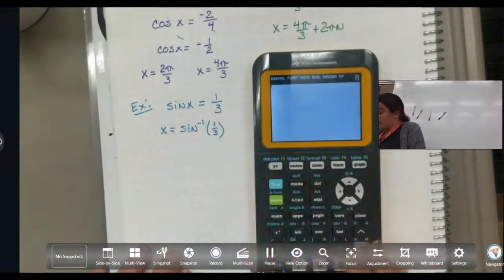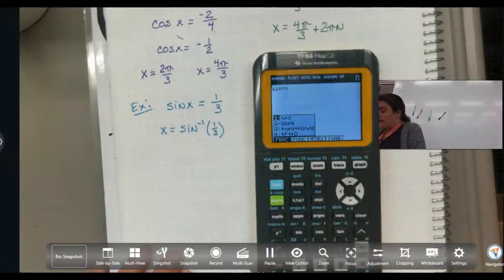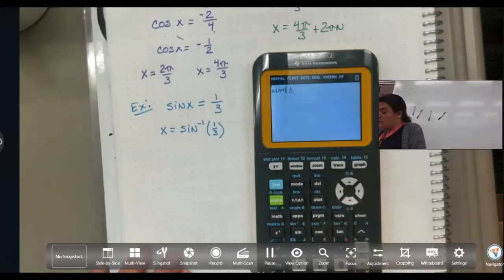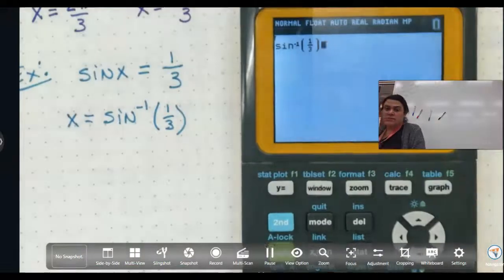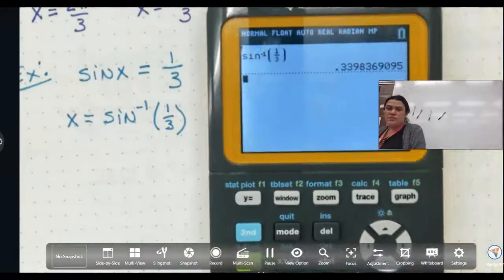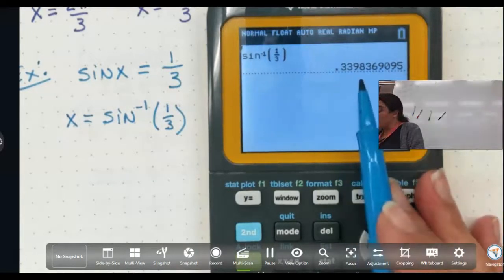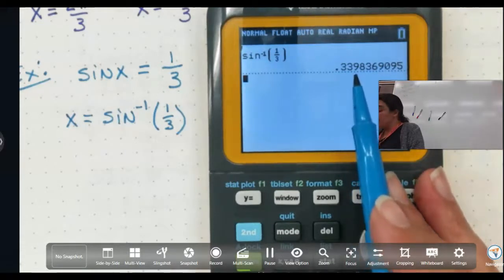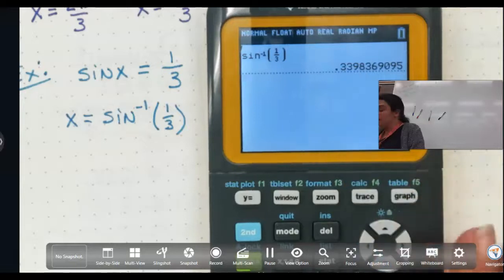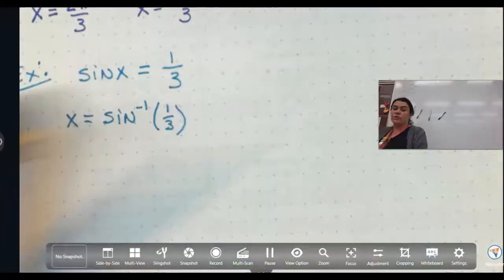So I'm going to come right here. I'm going to press second sine, I like my fraction, 1/3, close my parentheses, and now I'm going to press enter. When I press enter, I get 0.33983699095. I want 3 decimal places. So that means I get 0.339. That's an 8 after it, so I'm going to write down 0.340.